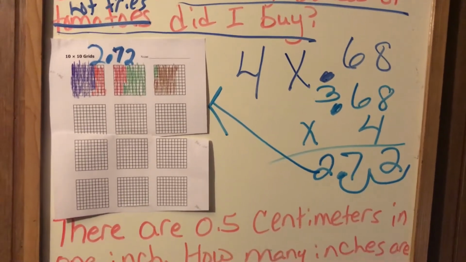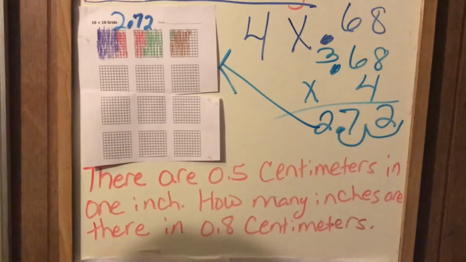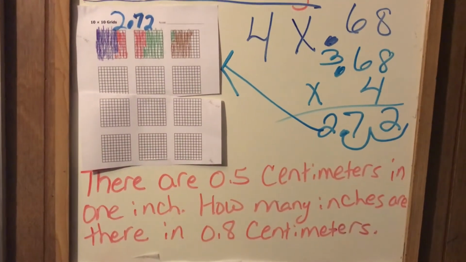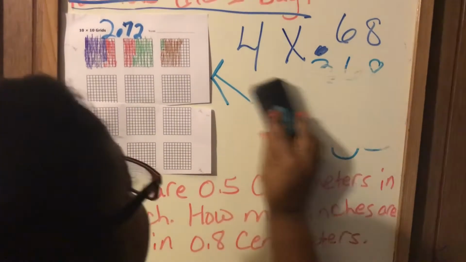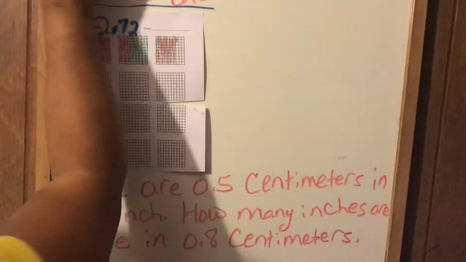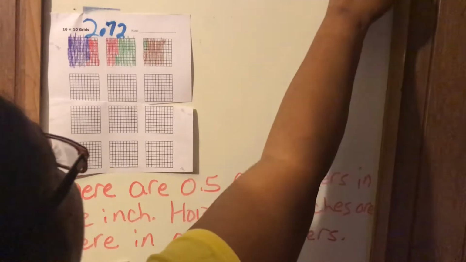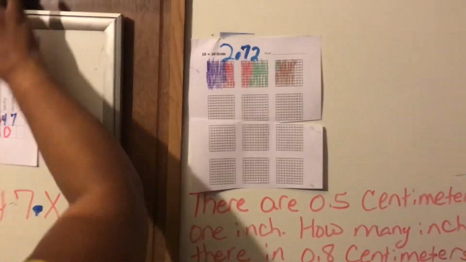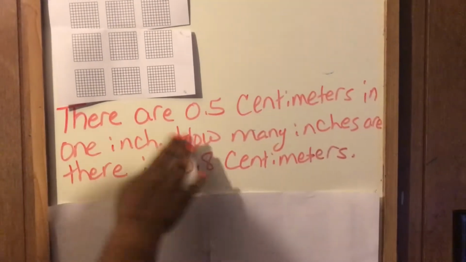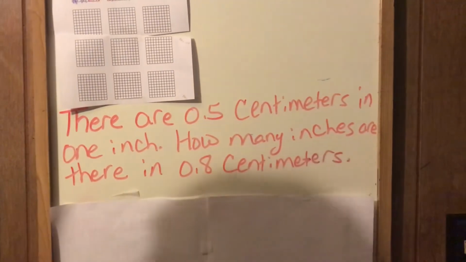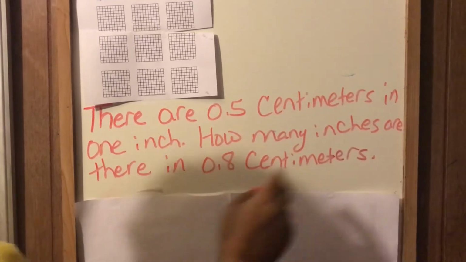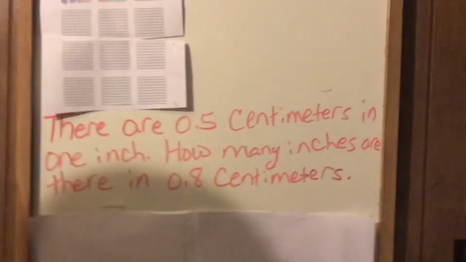Next, I'm going to erase this because we're going to multiply a decimal by a decimal. I'm erasing because I don't want you fussing at me. All right, so let's begin. There are 5/10 of a centimeter in 1 inch. How many inches are there in 8 centimeters?